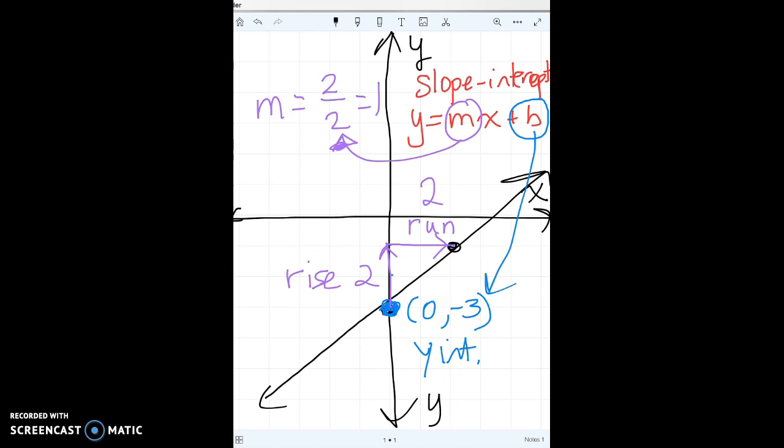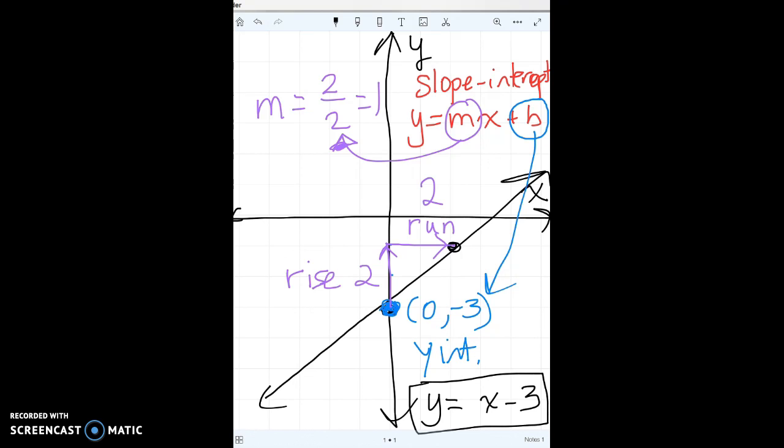Okay, it would be y equals 1x minus 3. Or in math terms, we wouldn't write that 1 right there. Mathematicians are a little lazy. We want to write the least amount possible. And so the equation for this line would be y equals x minus 3.